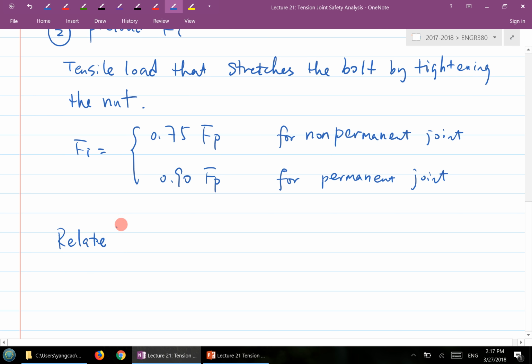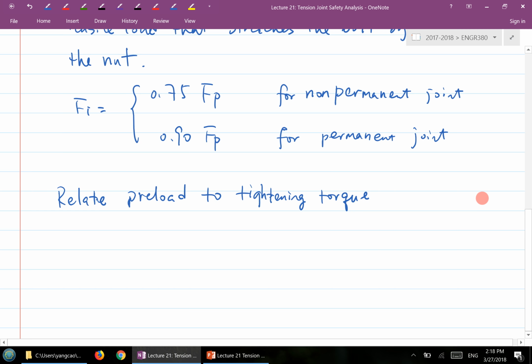So this is the topic here: how do I relate the preload to the tightening torque, because you're torquing the nut to apply the preload? How do I know how much preload has been appropriately applied? There are a number of methods you can make use of to achieve appropriate preload. The first method is a very mathematical method.